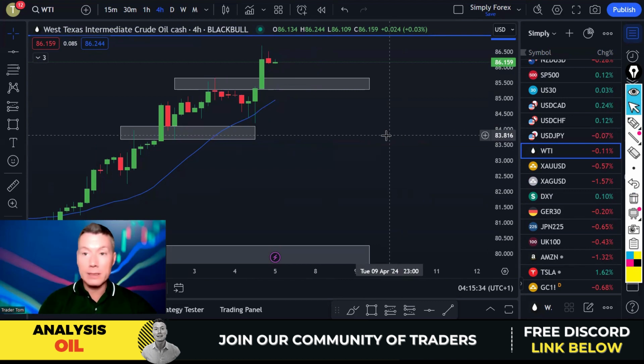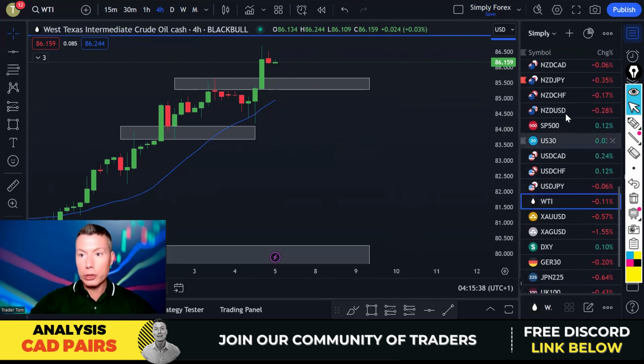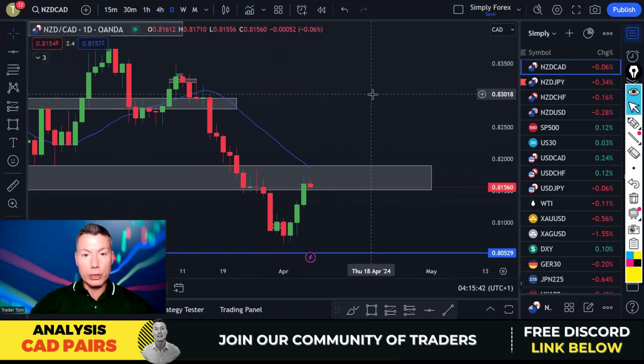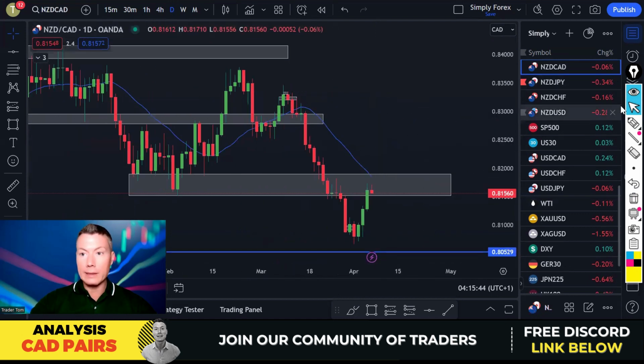But I'm still interested in some Canadian dollar levels. Let me just show you quickly on the day chart. New Zealand dollar, Canadian dollar. Love this level for sells. We're in a downtrend, right? So love this level for sells. We just don't quite have the bearish reaction as yet.